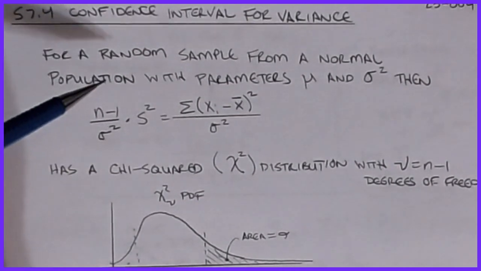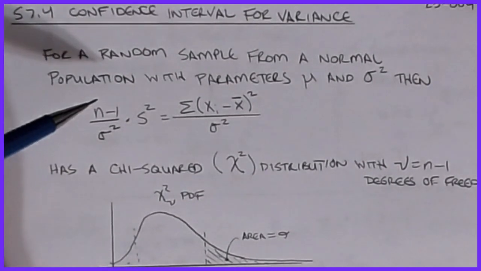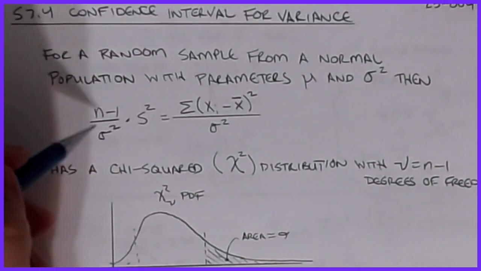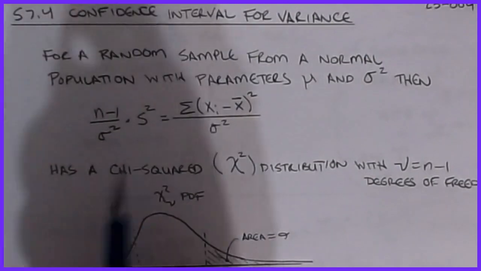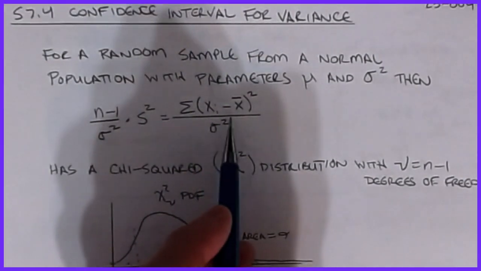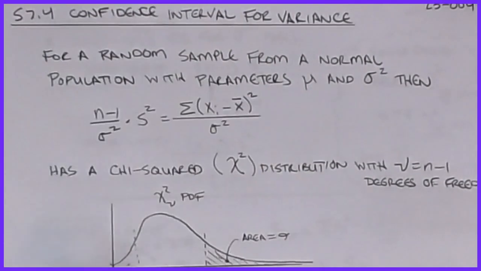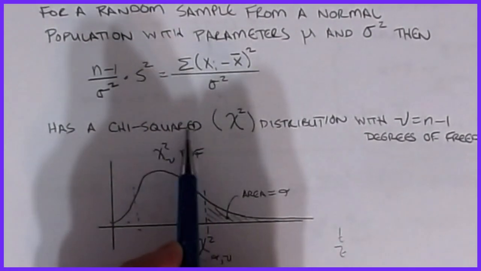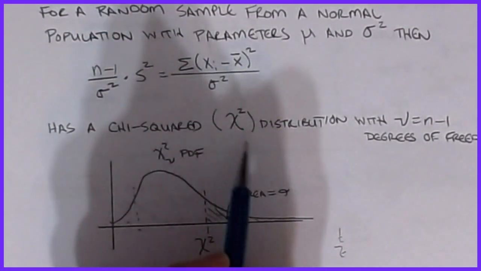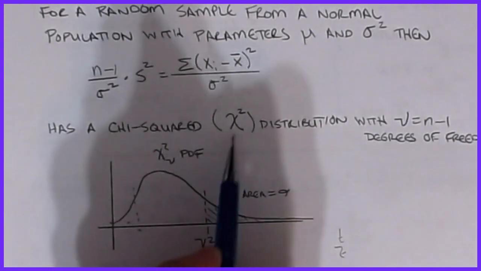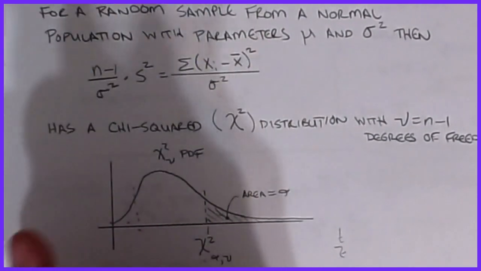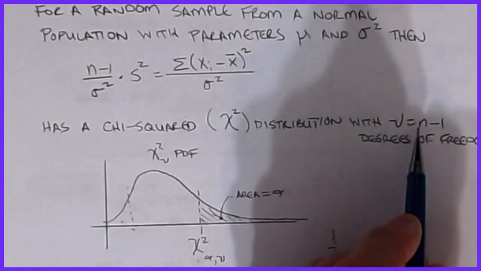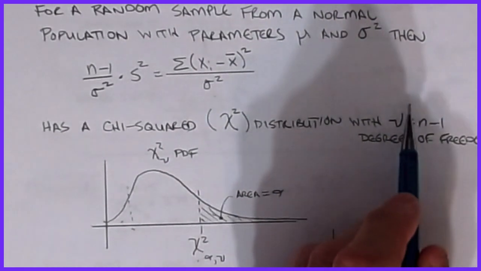For a random sample from a normal population with parameters mu and sigma squared, this is the relationship: n minus 1 over sigma squared times s squared is equal to the sum of xi minus x bar squared all over sigma squared. This equation has a chi-squared distribution. We use the Greek letter chi, which looks like a scripted x that's squished, with nu equal to n minus 1 degrees of freedom. So this part doesn't change.